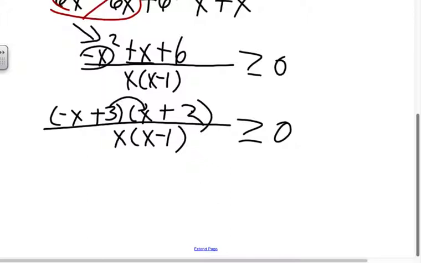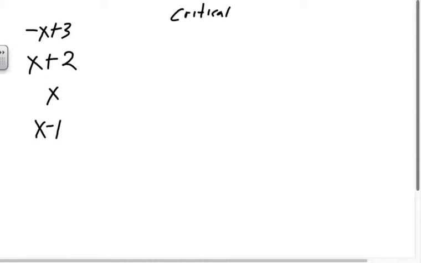And now we deal just like what we did before, where we make a table. The first thing you do is list all your factors. So I have a negative x plus 3, I have an x plus 2, I have an x and an x minus 1. So we need to find our critical points. And this is where it's going to be a little bit different. So what makes these 0? Well, 3 makes that 0. But this is in the numerator, this is in the numerator, this is in the denominator, and this is in the denominator.